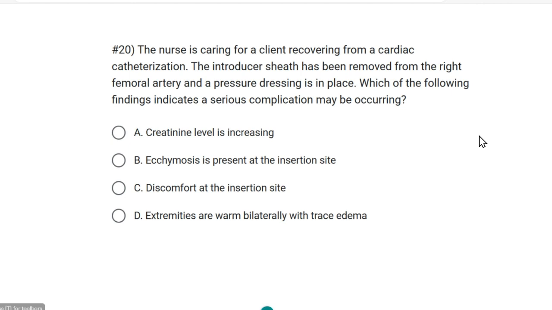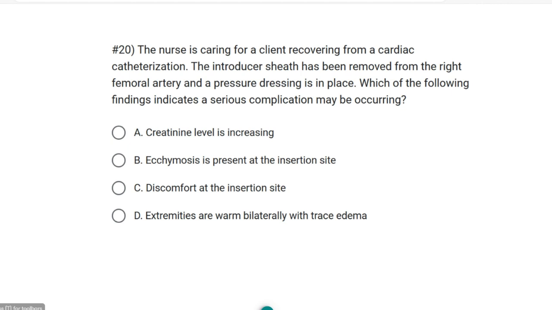How will you know that the question includes a negative event query? You have to practice questions and you have to understand how those questions will present themselves and in what way they will word the question. In this case, the query is, which of the following findings indicates a serious complication may be occurring? So, although I'm looking for a positive correct answer, that means a complication is occurring, my answer choice is going to be negative.